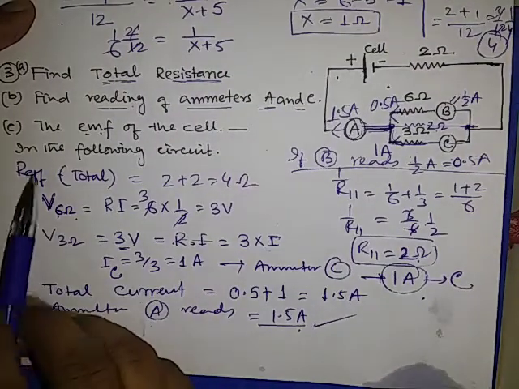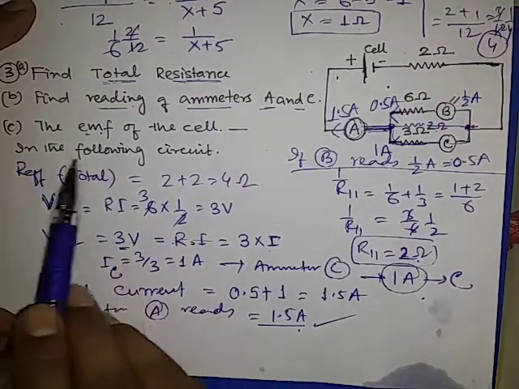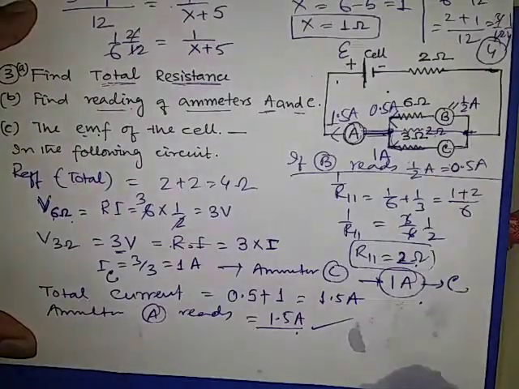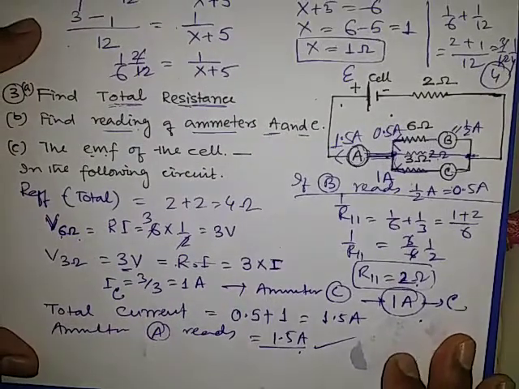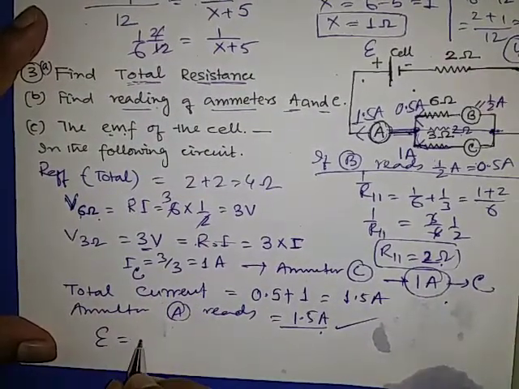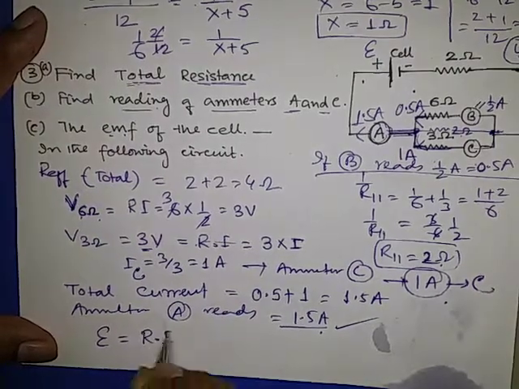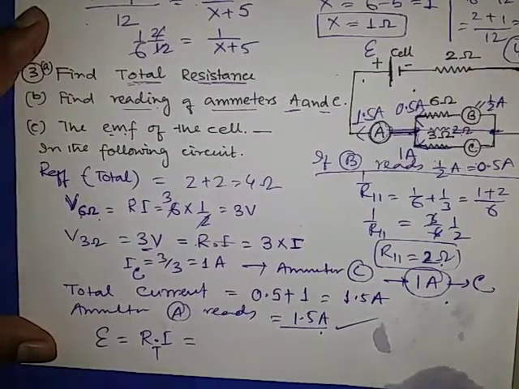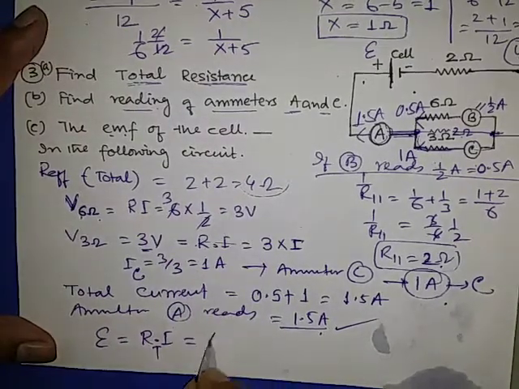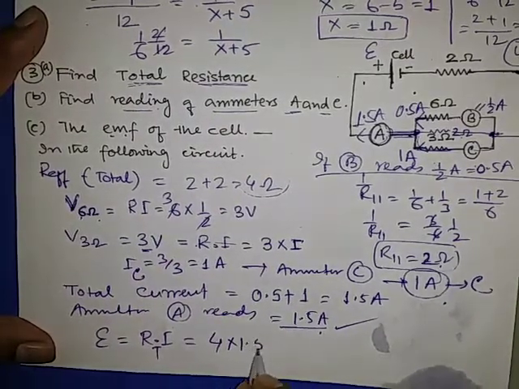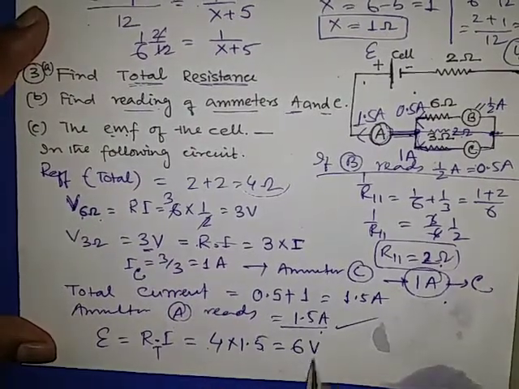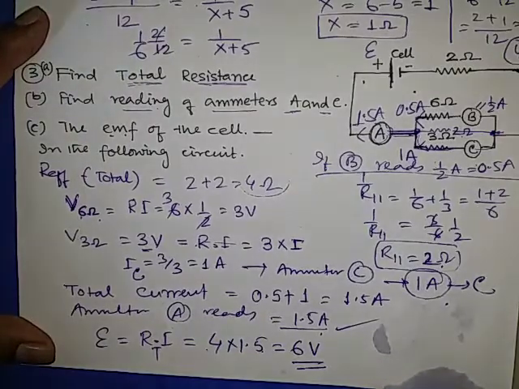Last question, the EMF of the cell in the following circuit. How to find EMF? EMF is equal to total R into I. So our total resistance is how much? See, total resistance is 4 ohm. Total current how much? 1.5. So 1.5 into 4 is 6 volt. So the EMF will be 6 volt.